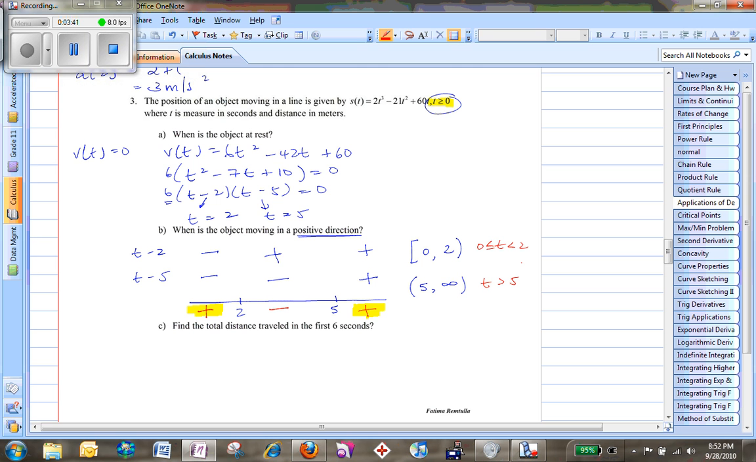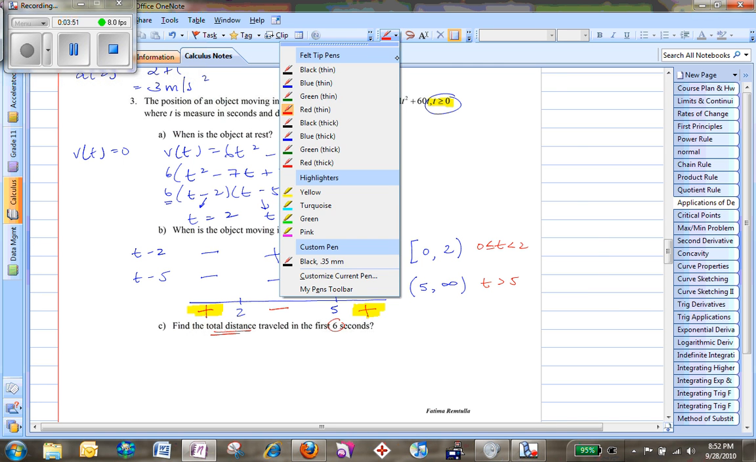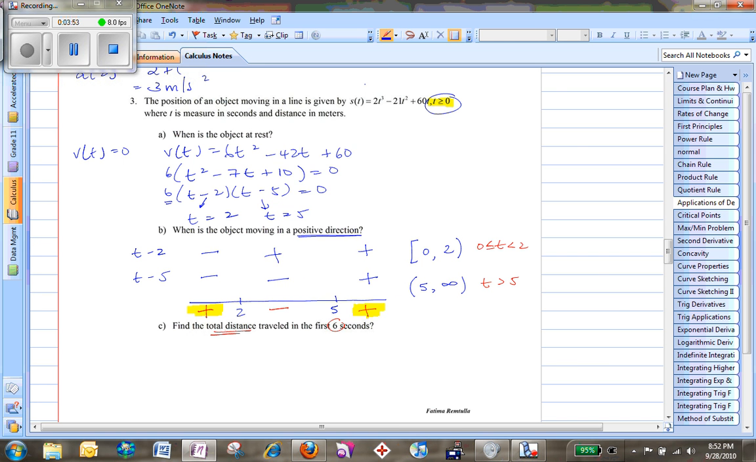Okay, next question, C. Find the total distance traveled in the first 6 seconds. Well, we know that this object goes forward for the first 2 seconds, it stops, and then it goes backward for 3 more seconds, from 2 seconds to 5 seconds, and then it goes forward again from 5 seconds to 6 seconds. But whether it goes forward or backward, it doesn't matter. It's still covering distance. So I want to make sure that the distance that it covers is always a positive distance, regardless of the direction that it's going in.